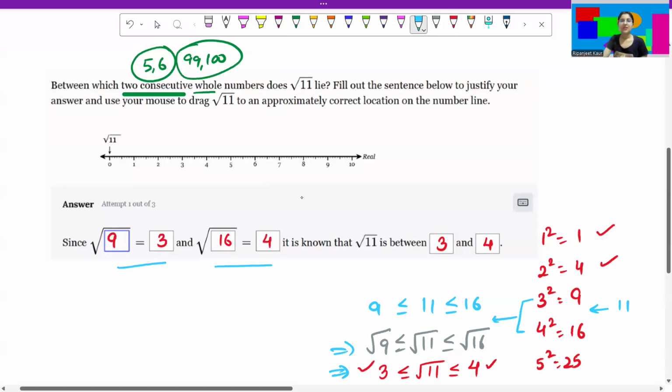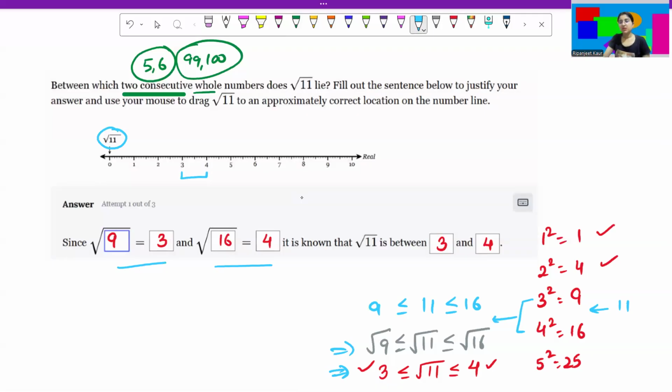No. The second thing they are saying is to use your mouse and drag root 11 to an approximate correct location on the number line. So when you do it on your screen, we take this root 11, because it's lying between 3 and 4, and we drag it in between these numbers.